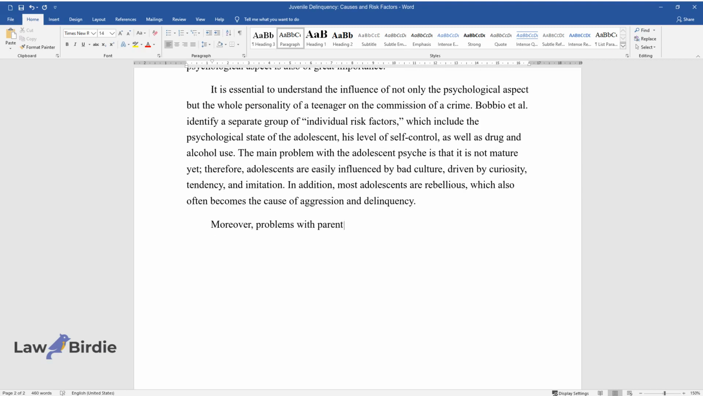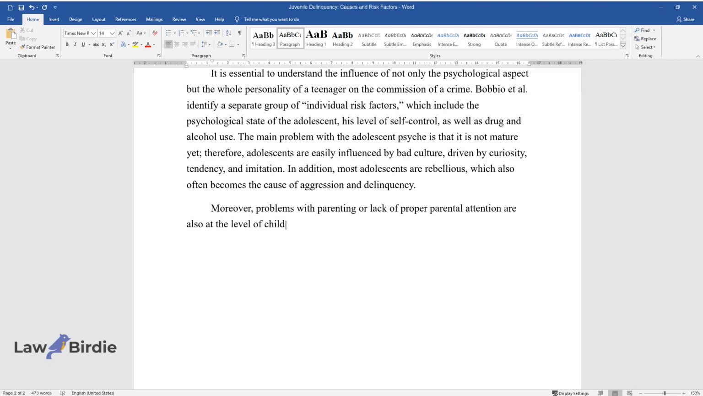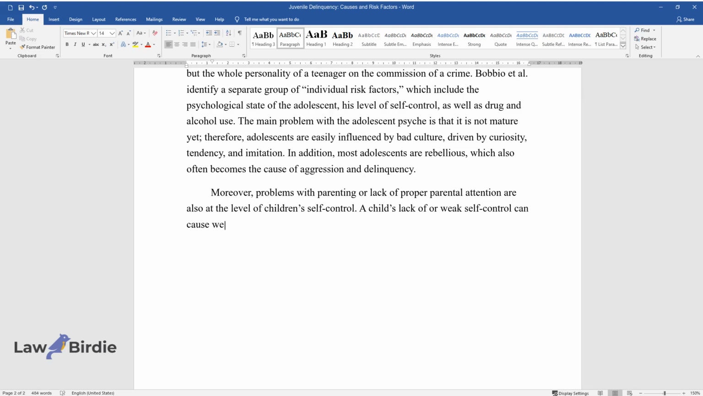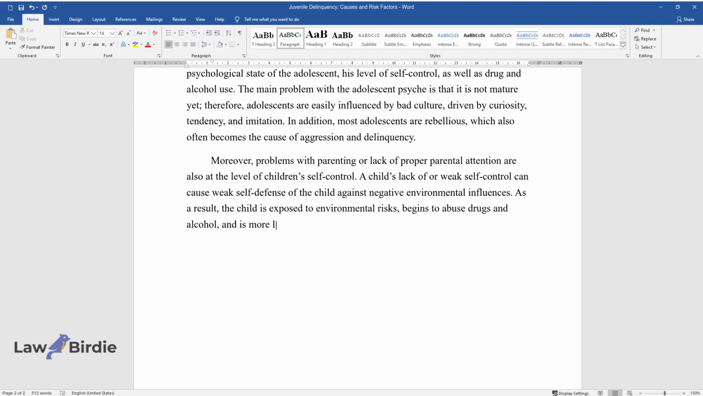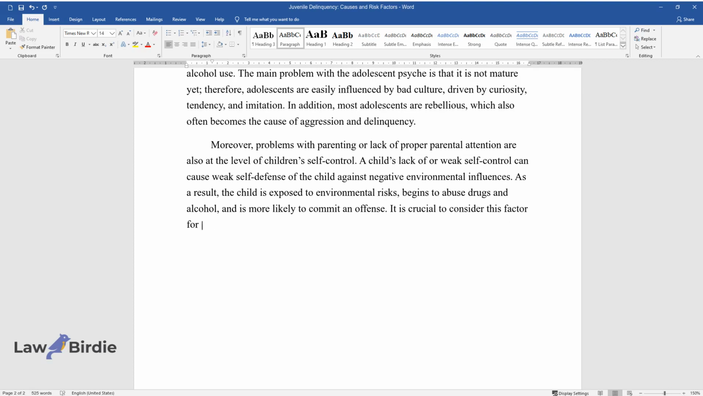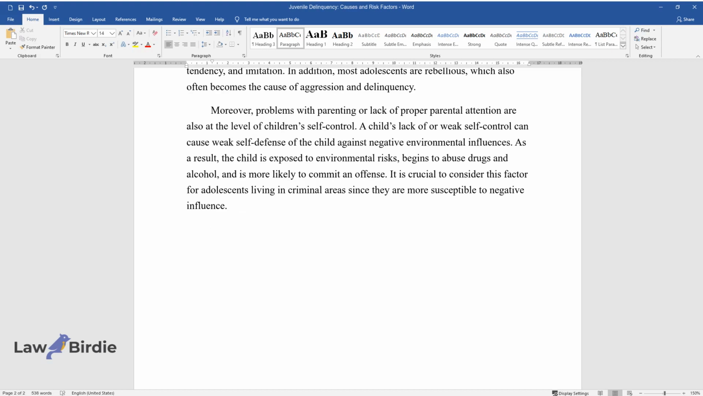Moreover, problems with parenting or lack of proper parental attention are also at the level of children's self-control. A child's lack of or weak self-control can cause weak self-defense of the child against negative environmental influences. As a result, the child is exposed to environmental risks, begins to abuse drugs and alcohol, and is more likely to commit an offense. It is crucial to consider this factor for adolescents living in criminal areas since they are more susceptible to negative influence.